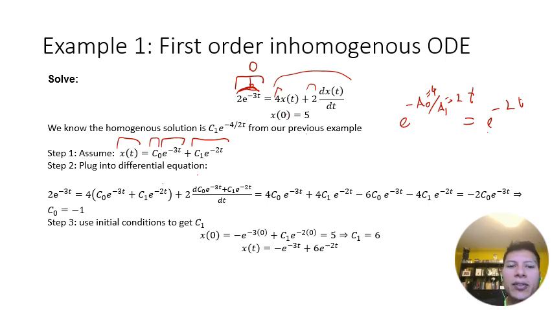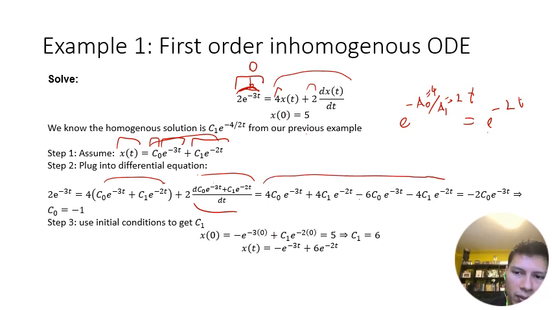So to find c0, we plug into our differential equation. So basically, I'm going to take our solution and plug it into our differential equation. And what I'm going to get, when I take these derivatives, is one is just going to be negative 3 c0 e to the negative 3t, and the other one negative 2 c1 e to the negative 2t. So here I actually went through all that arithmetic.